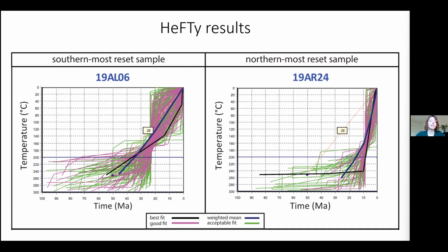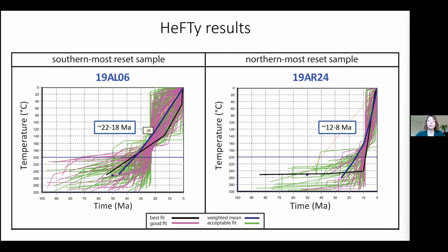Looking at the trends in these time-temperature paths, it appears that both samples experienced multi-phase cooling, with an initial slower phase of cooling followed by one or more phases of rapid cooling, potentially indicating the timing or acceleration of rift-related exhumation.